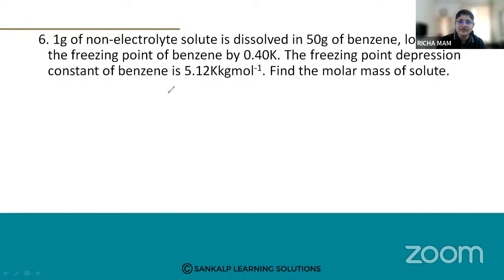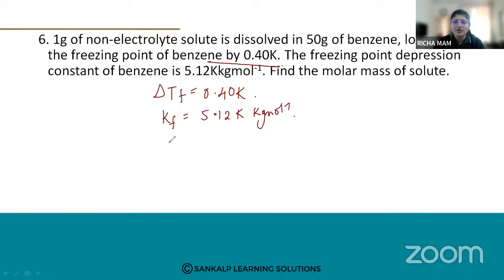So delta TF is given. What is delta TF? Delta TF value, the depression in the freezing point of benzene, is 0.40 K. Then the KF factor is given. KF is 5.12 Kelvin kg per mole. So you have to calculate the molar mass of the solute. Then the W2, the weight of the solute, is given as 1 gram. Then the weight of the solvent is given, 50 grams of benzene.